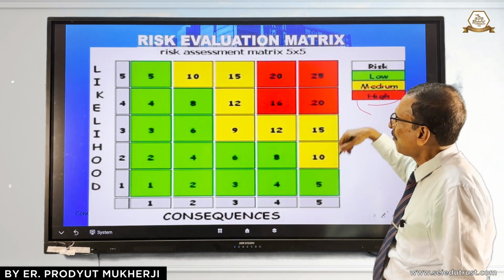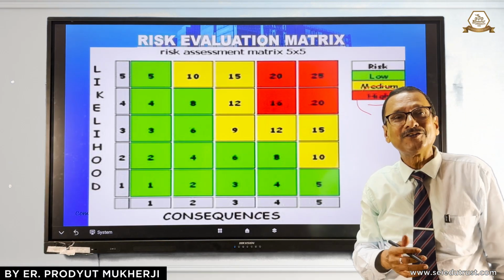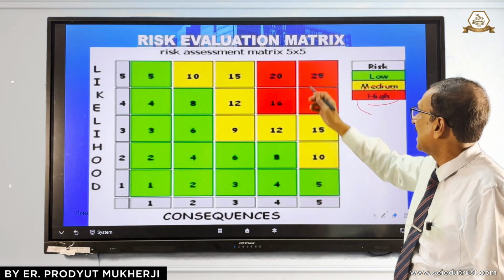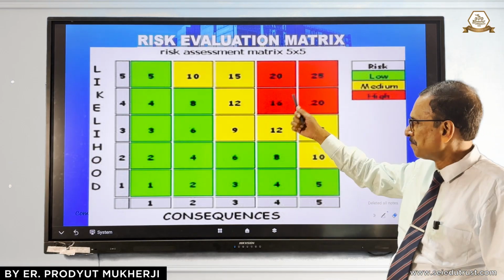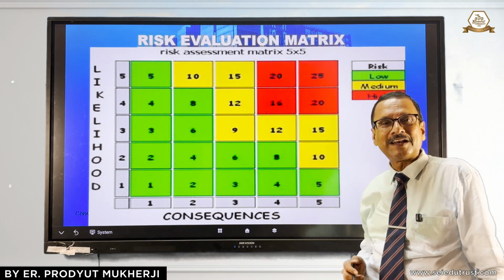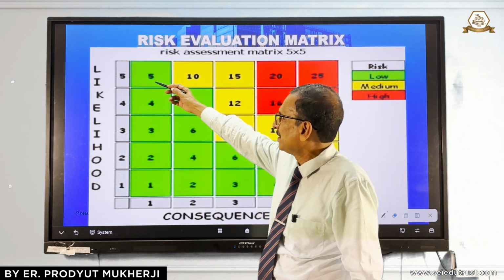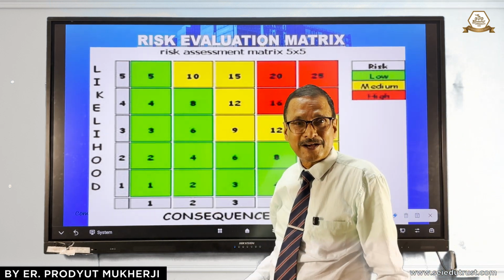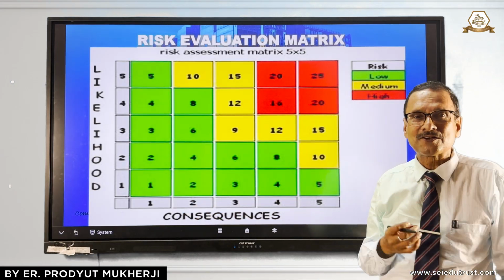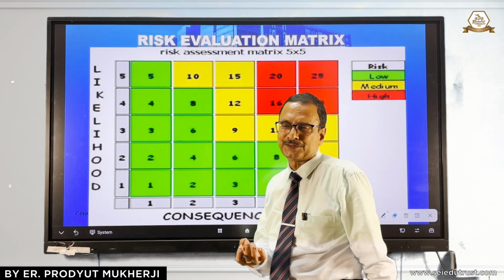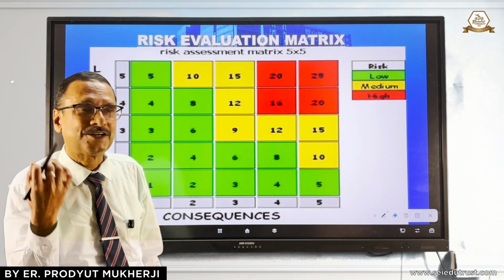This is a form of matrix that you would find on board to help you carry out risk evaluation or risk assessment. This matrix is called the risk evaluation matrix. This side is the likelihood, probability of the hazard occurring, and the rows are the consequences or severity of that hazard if it does occur.